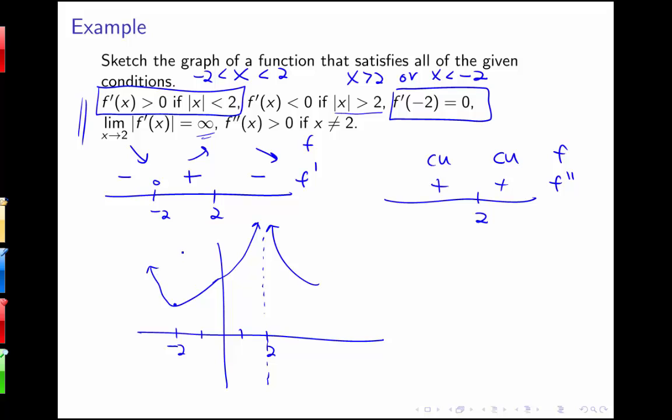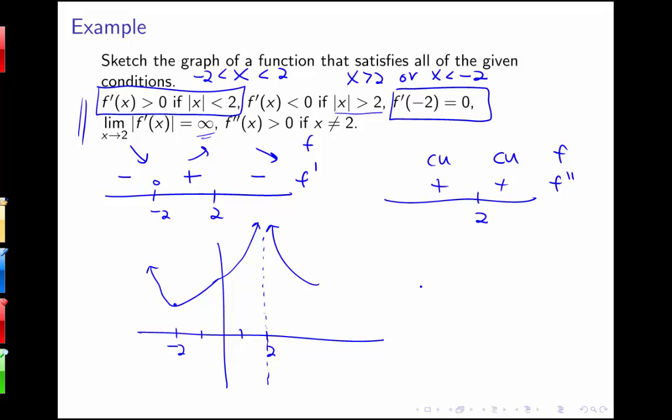But notice that I've kept all of these other properties. I have my function being concave up here, concave up here. My function goes from being decreasing to increasing to decreasing, okay? But I don't have a local min or a local max at 2 because I have this situation of having an asymptote at 2, okay?